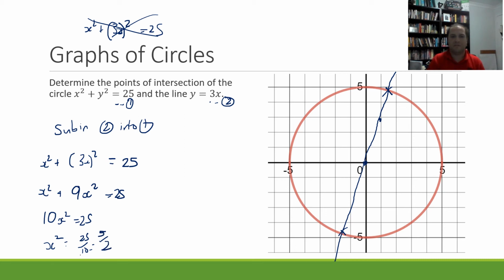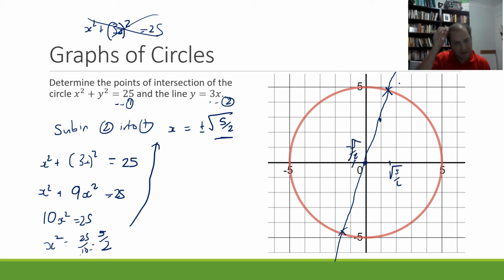So x equals the positive or negative square root of 5 on 2, and those are our x values. So there's our positive value, square root 5 on 2, and there's our negative value, negative square root 5 on 2. Now subbing those values in, let's just do the positive one. Sub in positive square root 5 on 2.